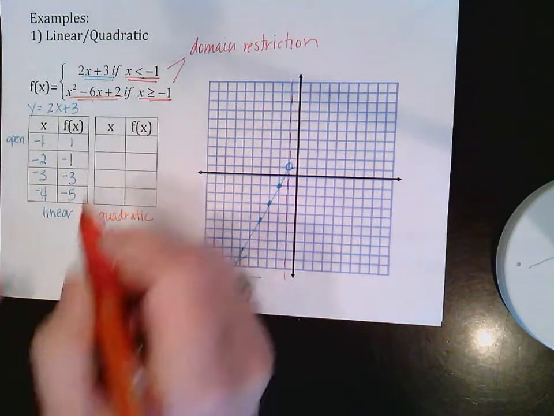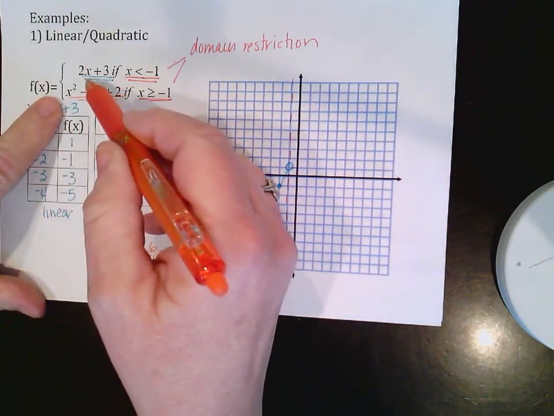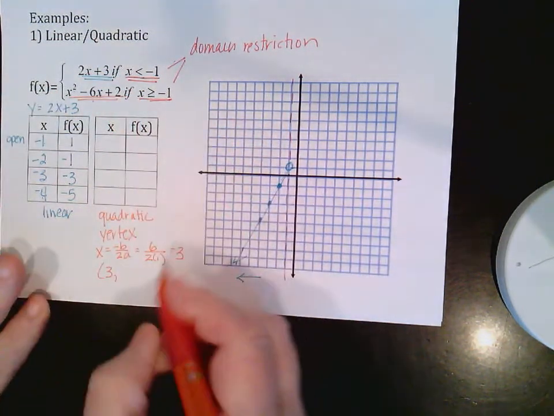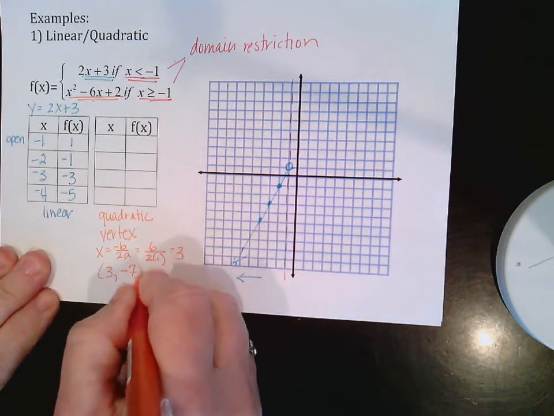And then you plug that into the equation. So I have 3 squared is 9. Minus 6 times 3 is minus 18. That's negative 9 plus 2 is negative 7. You're just plugging it into the equation.